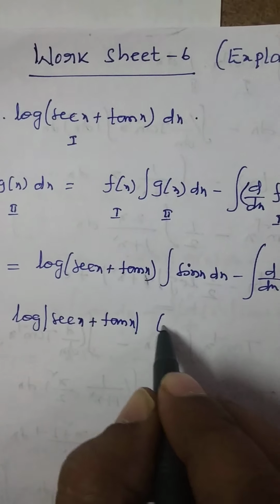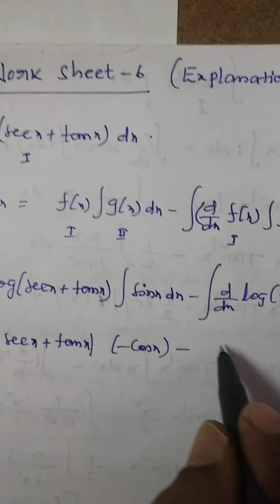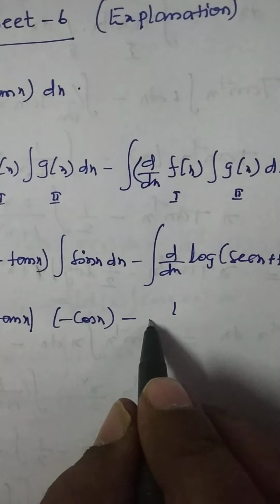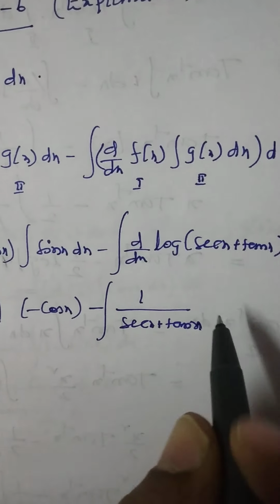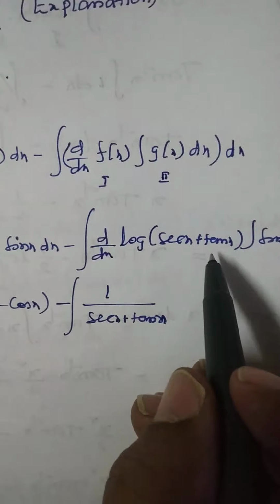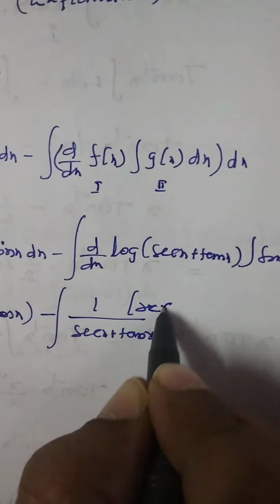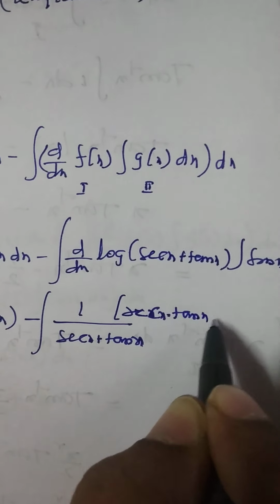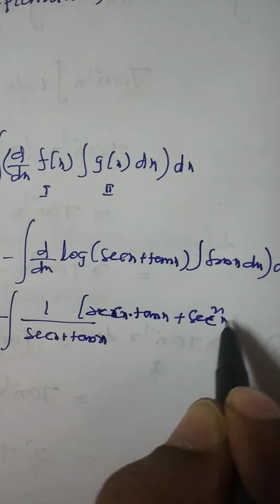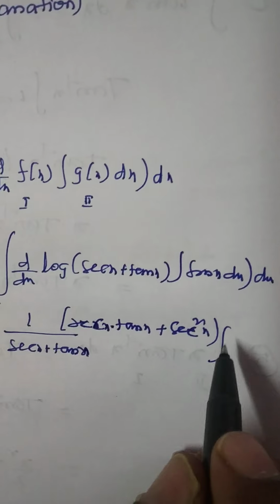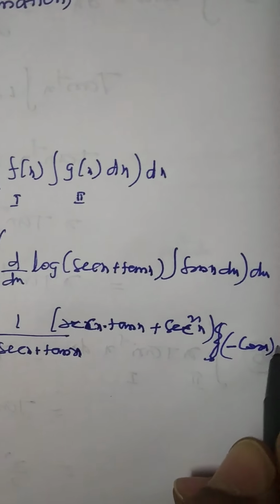into integration of sin x, which is minus cos x, minus derivative of the log function, which is what? 1 by x. So integration of 1 by secant x plus tan x. Again we will differentiate this secant x plus tan x. Secant x derivative is secant x into tan x, plus tan x differentiation is secant square x, into integration of sin x, which is minus cos x, whole dx.